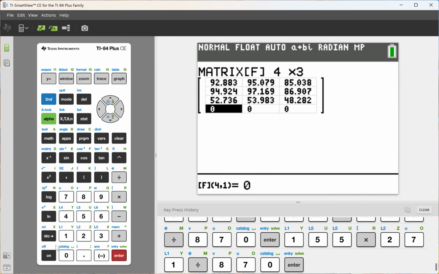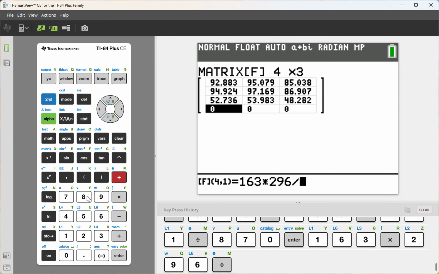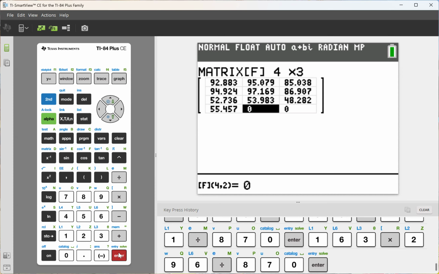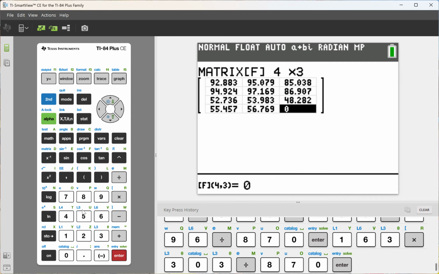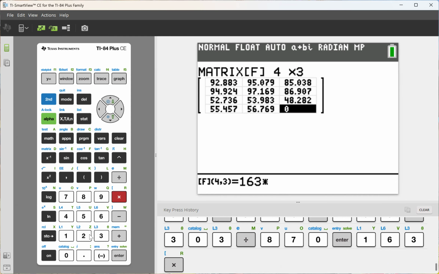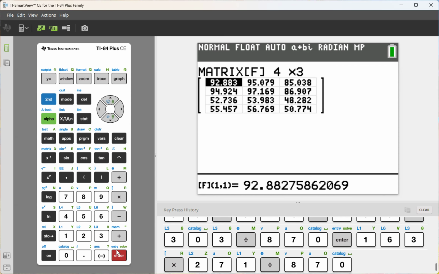Okay, that last row, the total was 163 times the column total, 296 divided by 870. And then that next one, the row total for that last row was 163 times the column total was 303 divided by the total, 870. And then last but not least, the row total is 163 again, times that column total was 271 divided by the 870. Okay, so we are good to go.